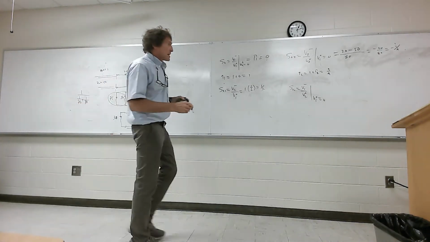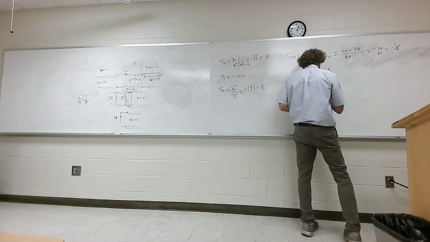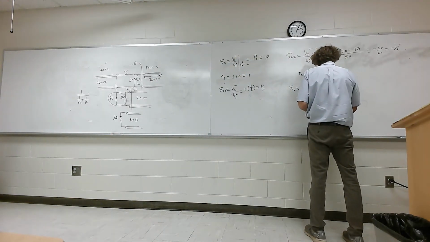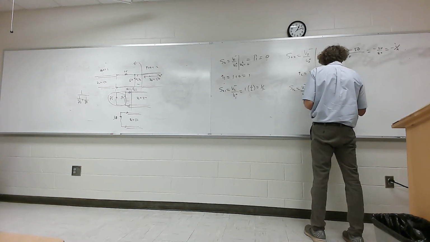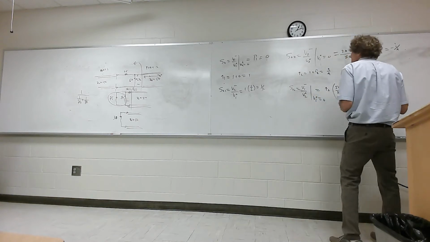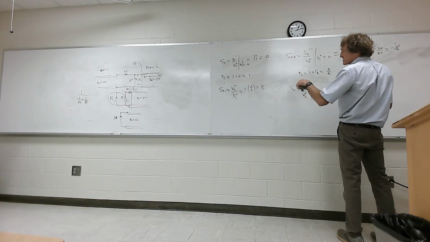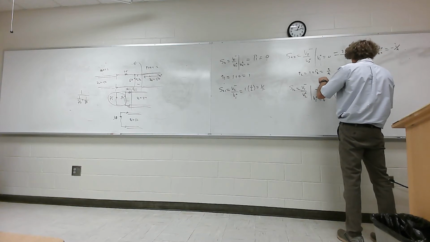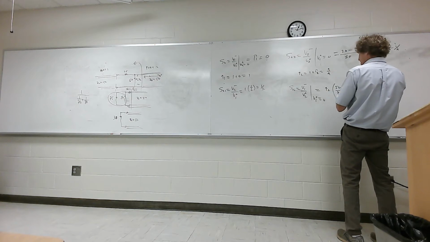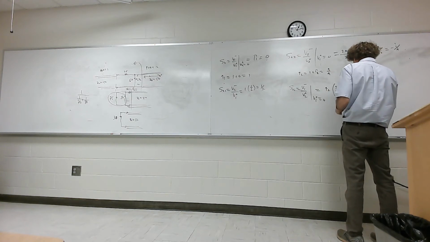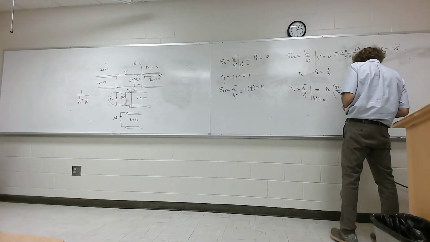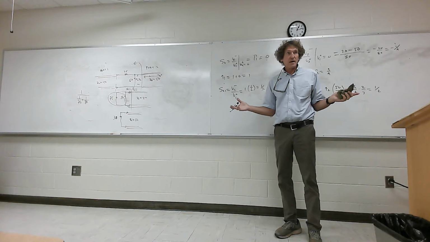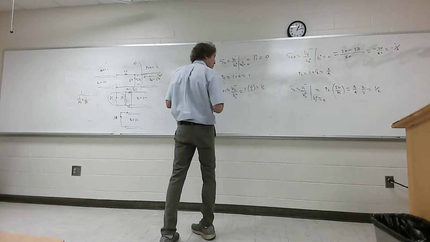So I can say my S12 is going to be the transmission coefficient at port 2 times 50 over 75. The transmission coefficient at port 2 is 3/4, so it's 3/4 times 2/3, so that's 1/2. Correct, class? Y'all agree with that?